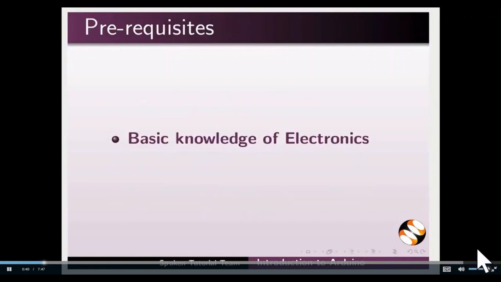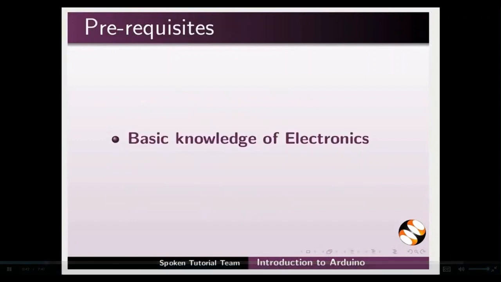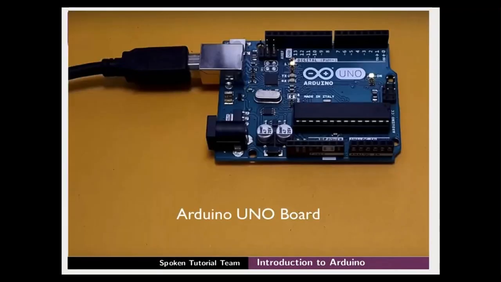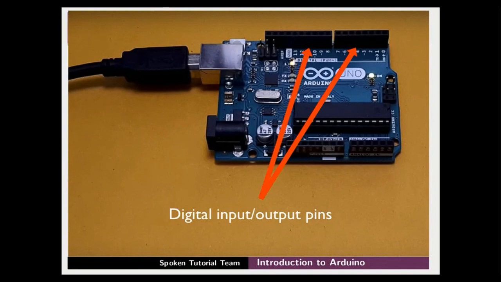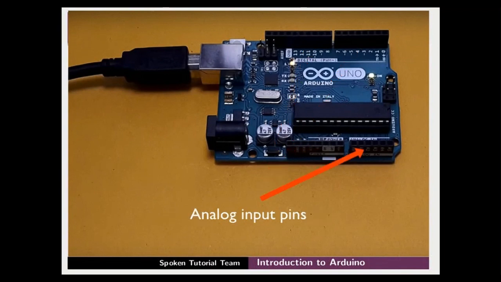To follow this tutorial, you should have basic knowledge of electronics. This is the Arduino board. The Arduino Uno board is one of the popular variants of the Arduino project. It contains Atmega 328 microcontroller, digital input-output pins, analog input pins, and USB power adapter. USB power adapter can be used for programming the board.